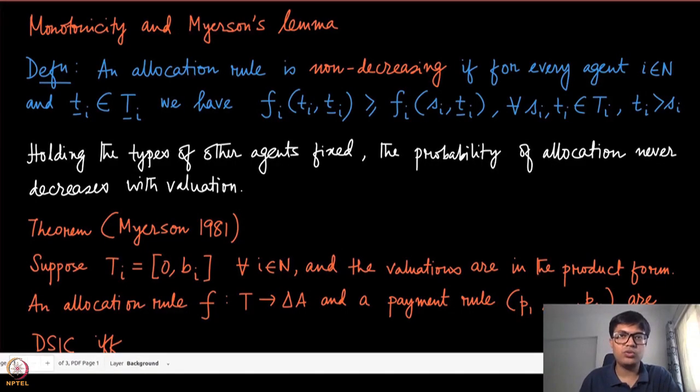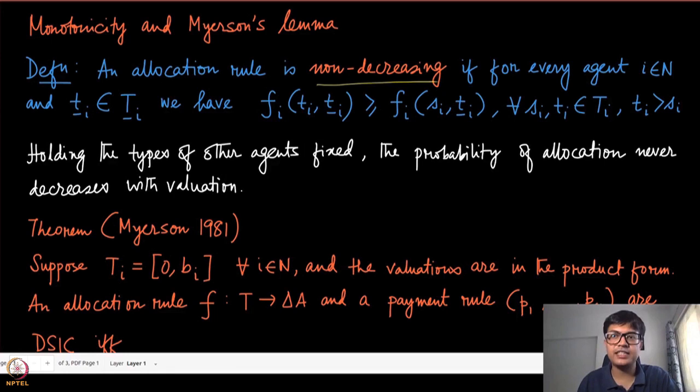Now that we know the results from convex analysis, we can define and prove this celebrated result of single object allocation called Myerson's lemma. For that, we are going to define something called monotonicity of an allocation rule. We are going to say an allocation rule is non-decreasing if the following thing happens.